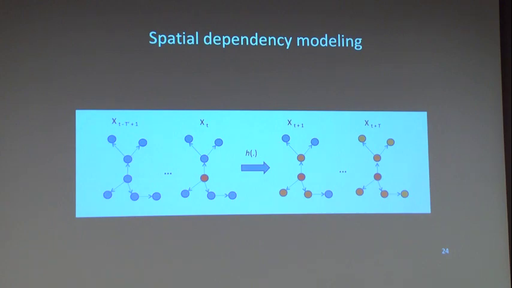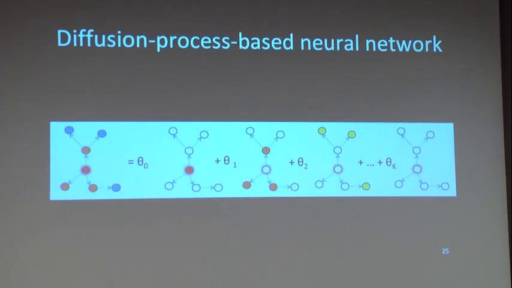So how we can do this is using diffusion process-based convolution. A diffusion process can model traffic from a domain perspective, right? Diffusion is a process where things move from higher concentration to lower concentration.